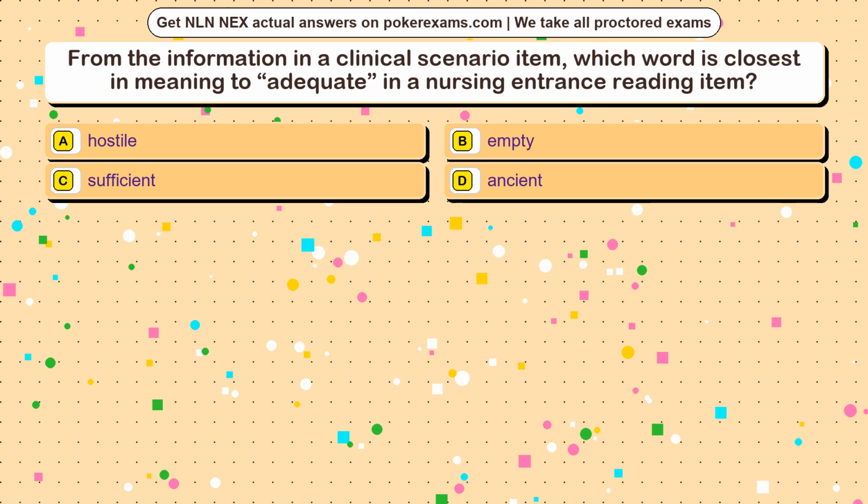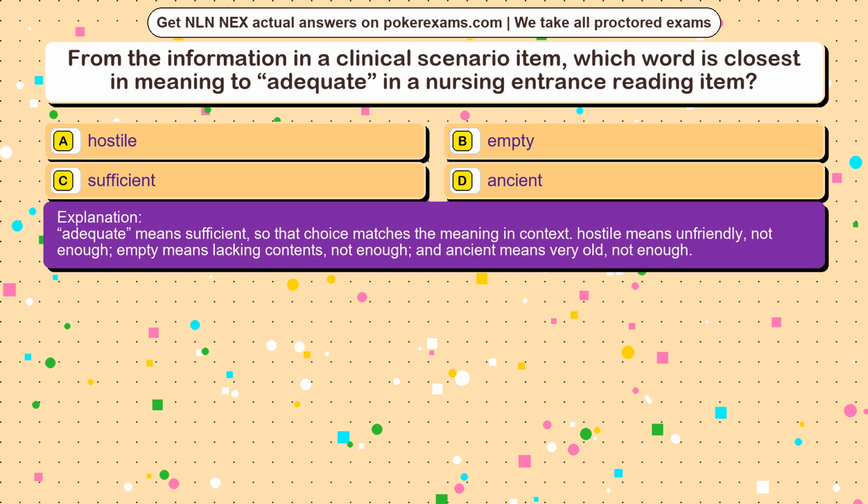The correct answer is option. Adequate means sufficient, so that choice matches the meaning in context. Hostile means unfriendly, not enough. Empty means lacking contents, not enough. And ancient means very old, not enough.